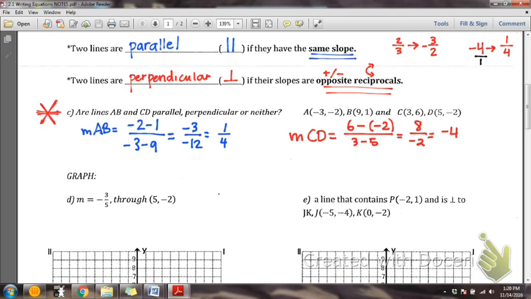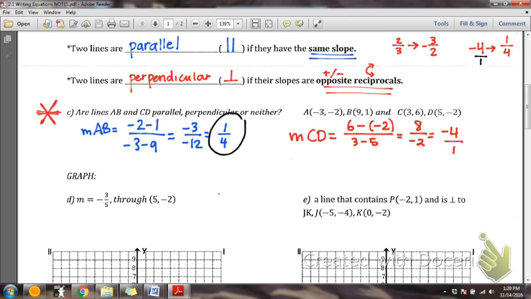Okay, and then the slope of CD, I'm getting -4. Is anyone else getting -4 for the slope of CD? Okay. -4/1 is the same thing. Yeah, you can do that. That's fine. In fact, -4/1 might make it easier as we compare the two.